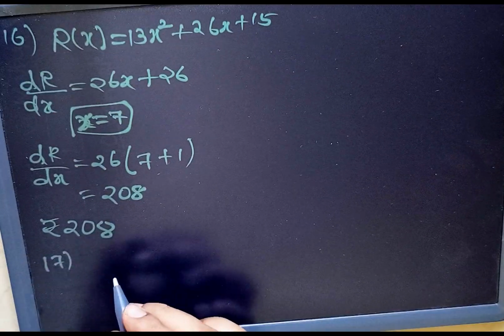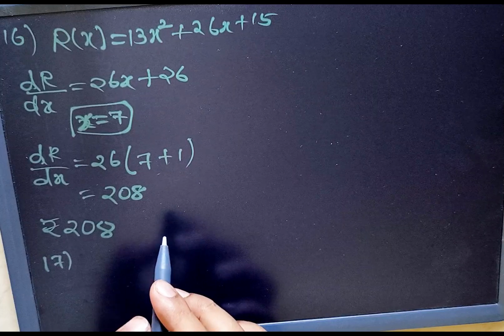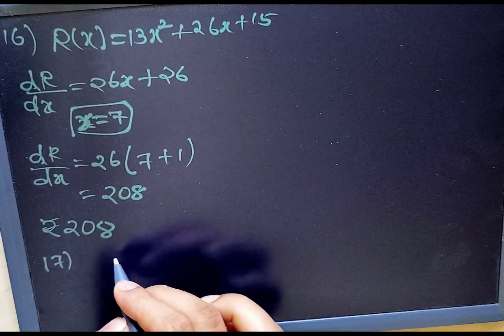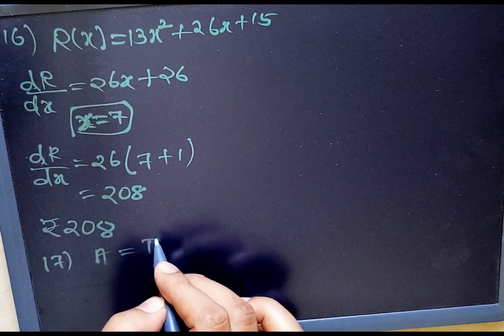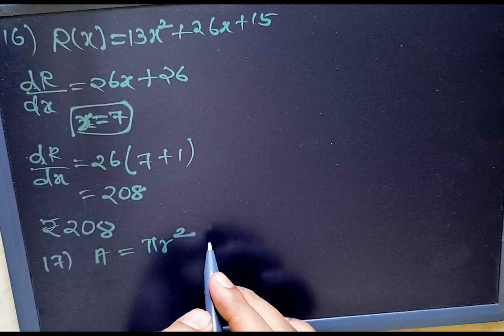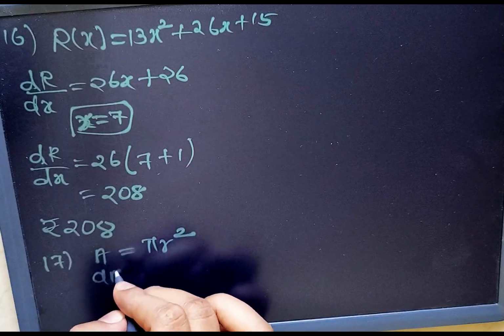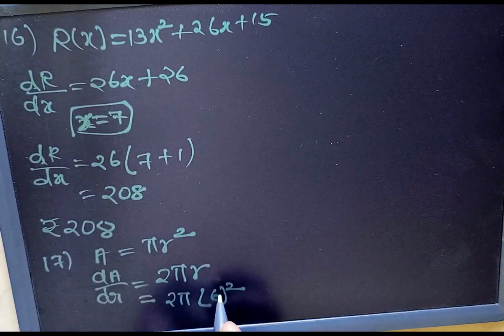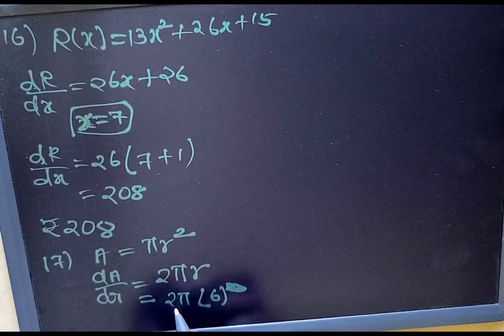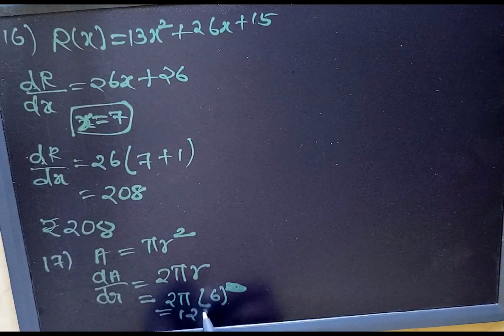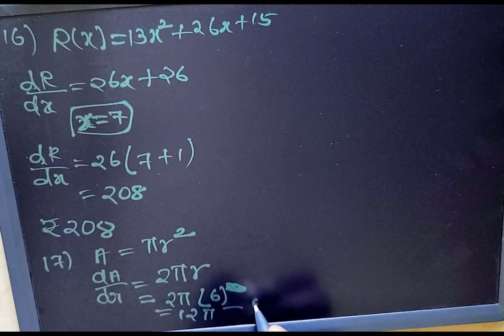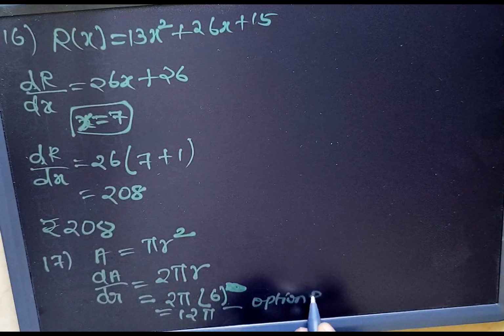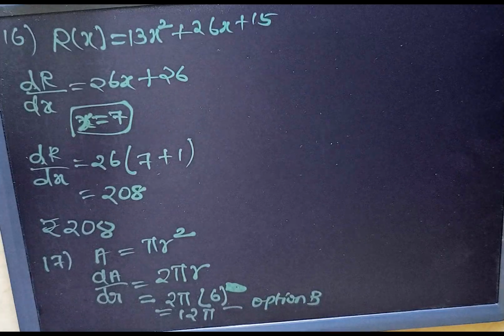Question number 17. The rate of change of the area of the circle with respect to its radius r at r equal to 6 centimeters. We know the area of a circle is πr², and with respect to radius they have given, so dA/dr is 2πr. When r is equal to 6, we get 2π into 6, that is 12π. So the correct option is option B, 12π units.